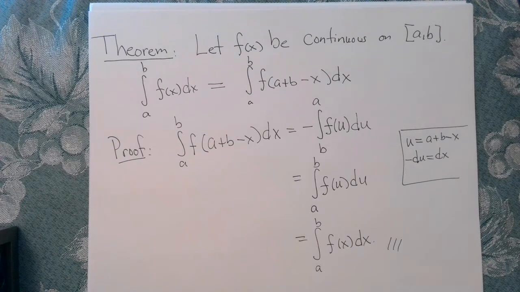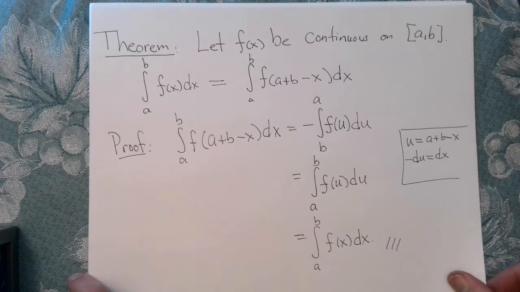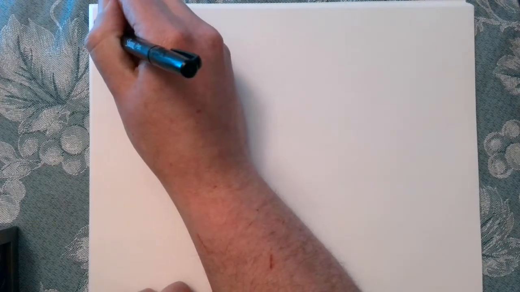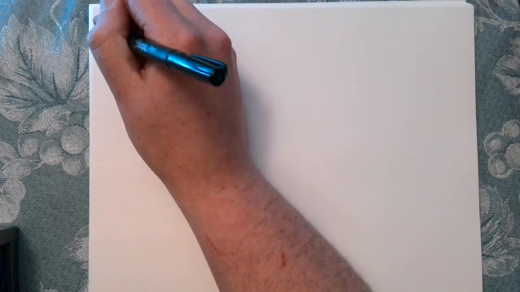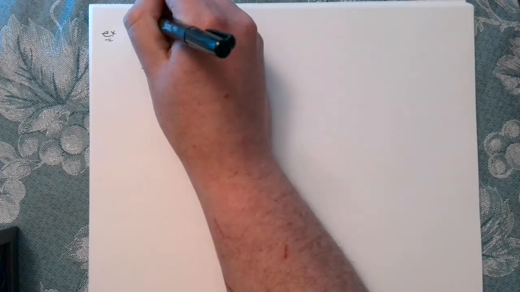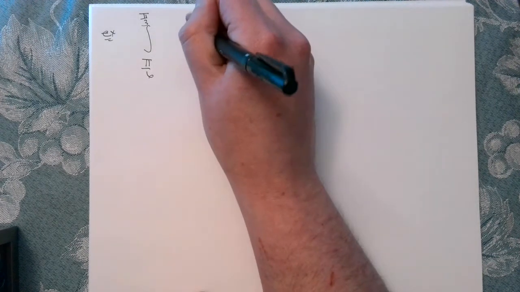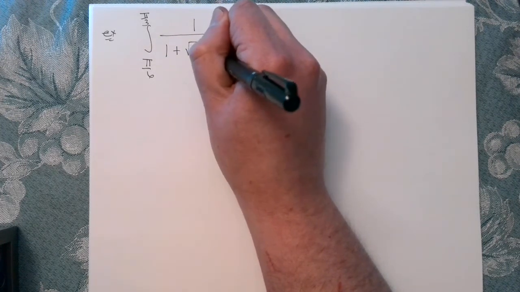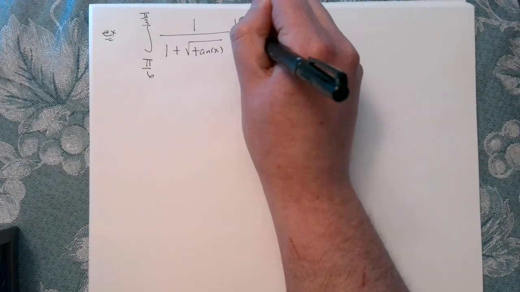And what I'd like to do now is look at an application of this. So let's apply this to an integration problem. So for example, let's say we've got the integral from pi over 6 to pi over 3 of 1 over 1 plus the square root of tangent of x dx.